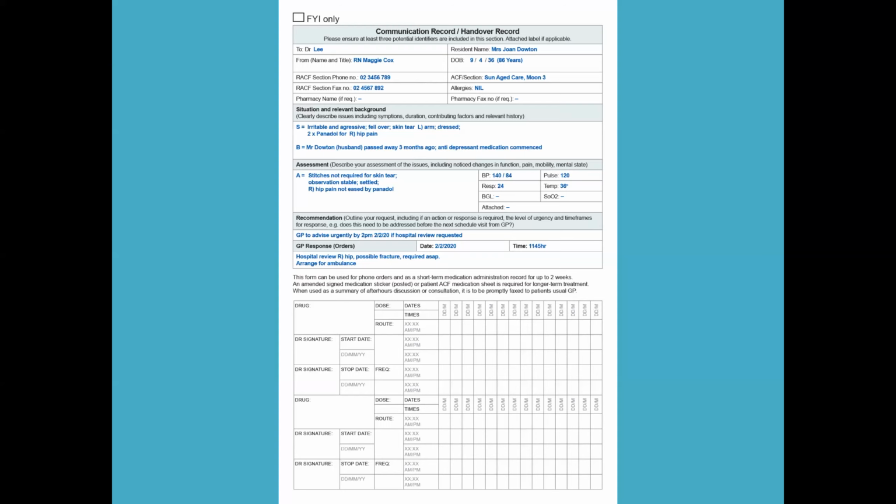Maggie then asks, before I call an ambulance, would you like to review Mrs. Downton? Dr. Lee advises Maggie that an ambulance should be called as soon as possible. Maggie called the ambulance. She then updates Mrs. Downton's clinical notes, speaks to Mrs. Downton about what she has recommended, and obtains her agreement to be transferred to hospital. She then contacts Mrs. Downton's next of kin, prepares documentation for the paramedics, and awaits the ambulance arrival.